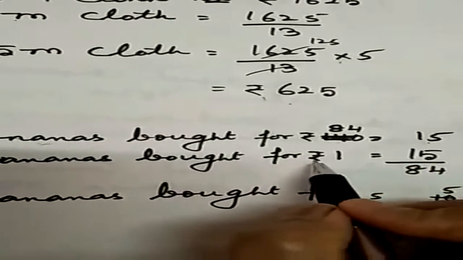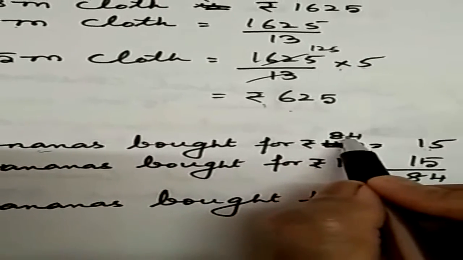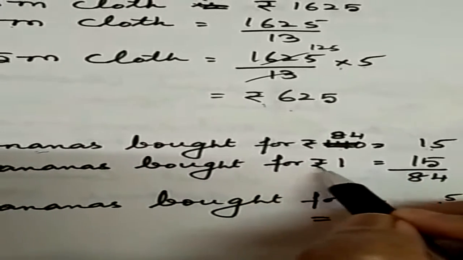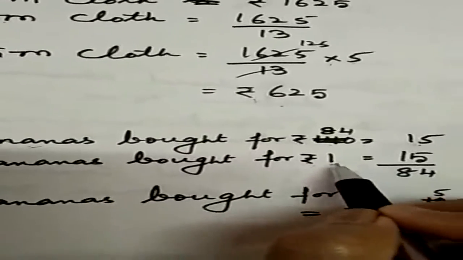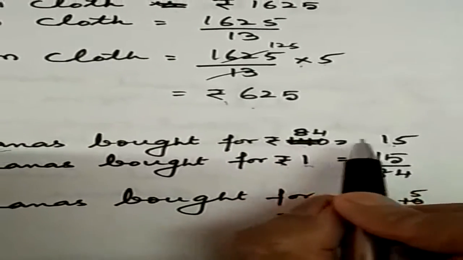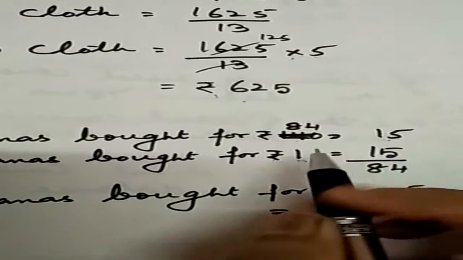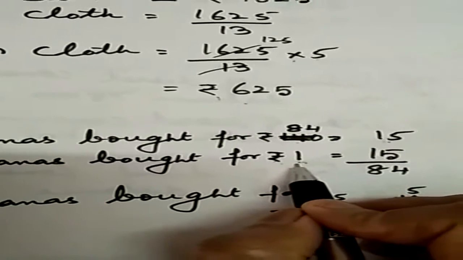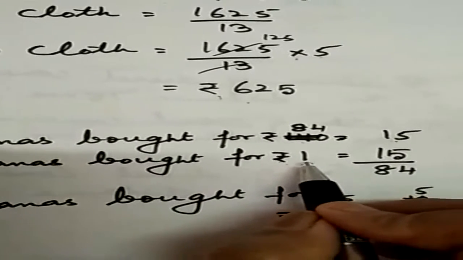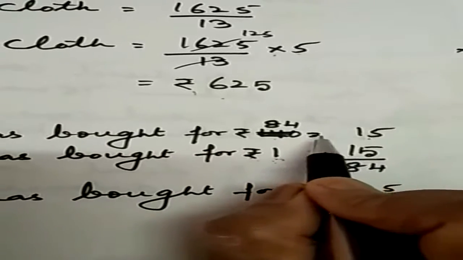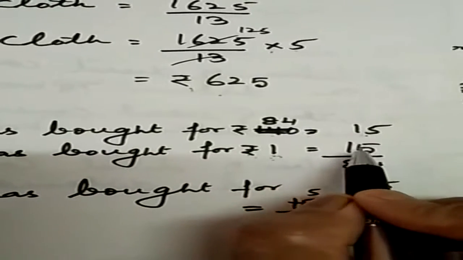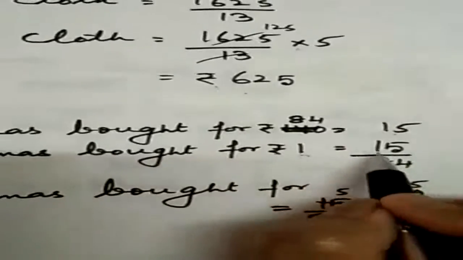Now it's a unitary method. Bought for rupees, here 84, here bought for rupee 1, because in the unitary method first you have to find for rupee 1. So for rupee 84 you will get 15 bananas. For rupee 1 you will get less bananas or more bananas? Less bananas. Less means you have to divide. So first after the equal to, what is there? 15. First write that 15 by 84.